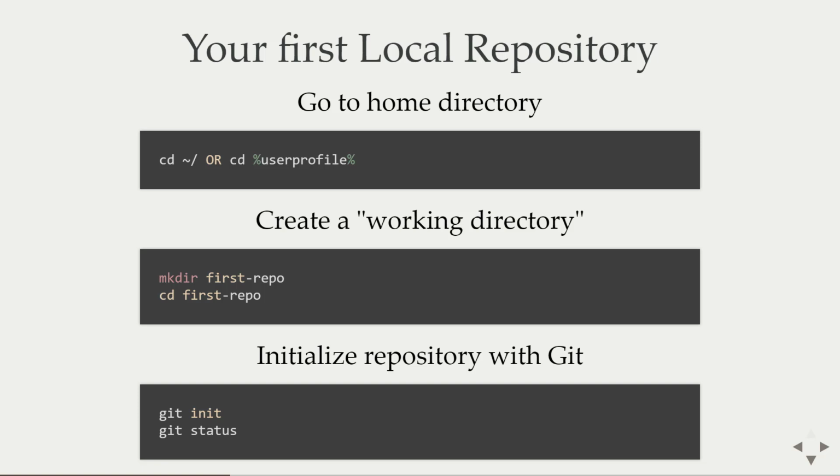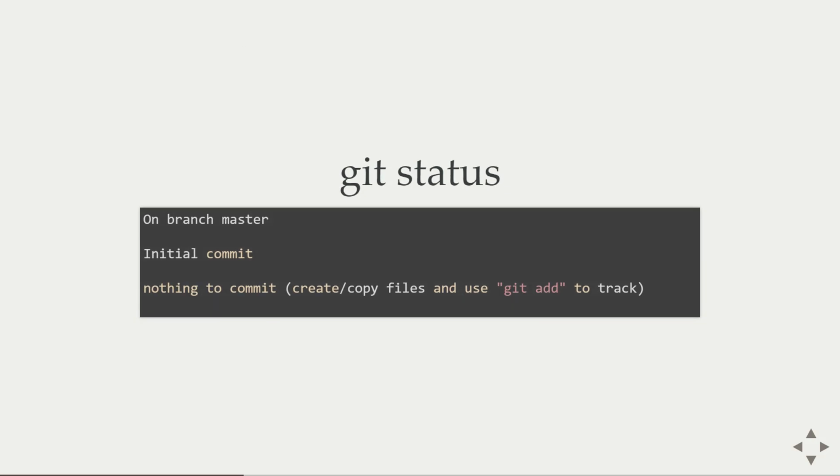Do you have files that aren't added in? Do you have commits you haven't pushed up? Is it nothing in there yet? And so at this point, if we ran git status after the git init, it just says we're on master branch. We have our initial commit, and there's nothing yet to commit. We haven't added any files yet.